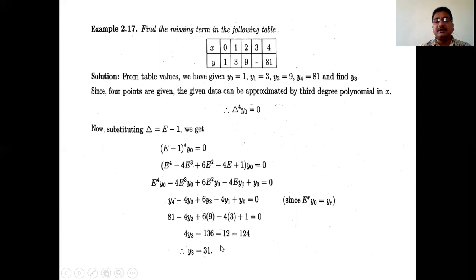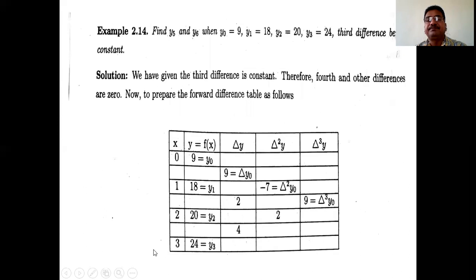We get the equation, and we get the value of f of 3, and this is what? The value is 31. Here the missing value is 31. So solve this problem by using the notations that are used in the previous problems.